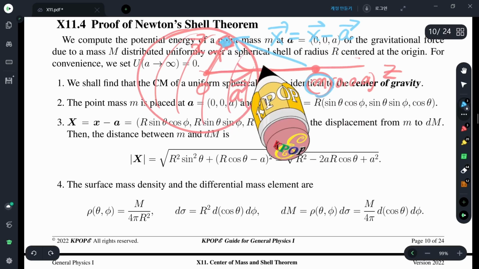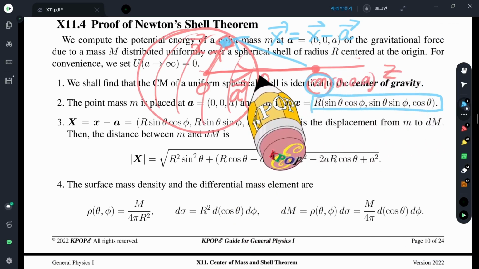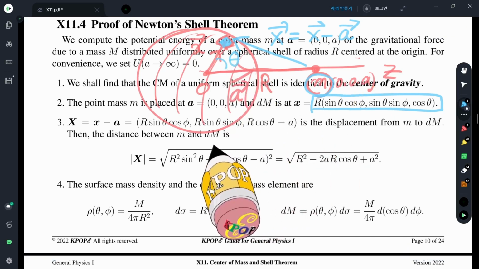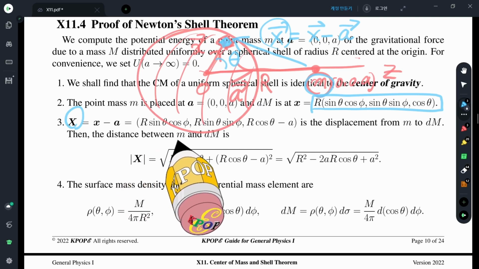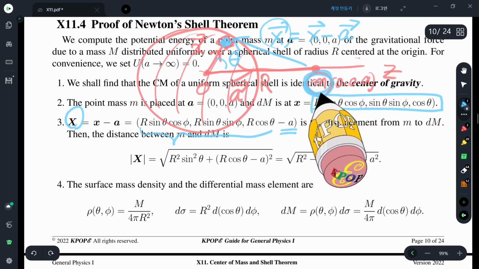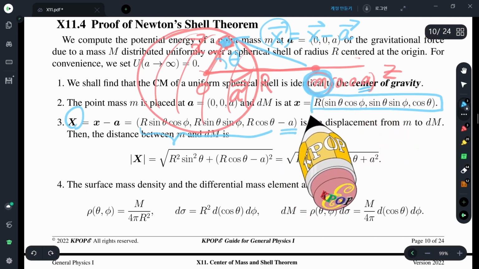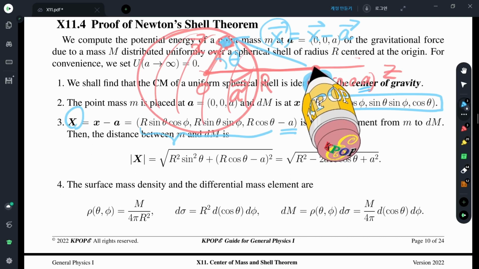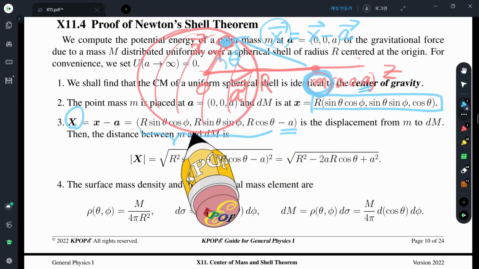The position of this patch can be parameterized using polar coordinates, because this is the z axis, the polar angle theta is in here. All right, so this is capital X, small x minus a. The coordinate of small m has non-vanishing components only along the z axis, and is subtracted. The distance between these two points can be computed by squaring the three components, adding them up, and taking the square root.